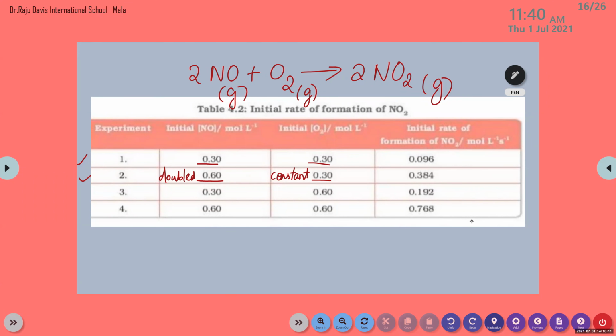What happens here in the rate? First value 0.096, second value 0.384. Tell me. Increases, right? How many times? Can you tell me? 0.384 divided by 0.096. Then tell me how many times it is increased. All of you, please do that and tell me how many times it is increased.